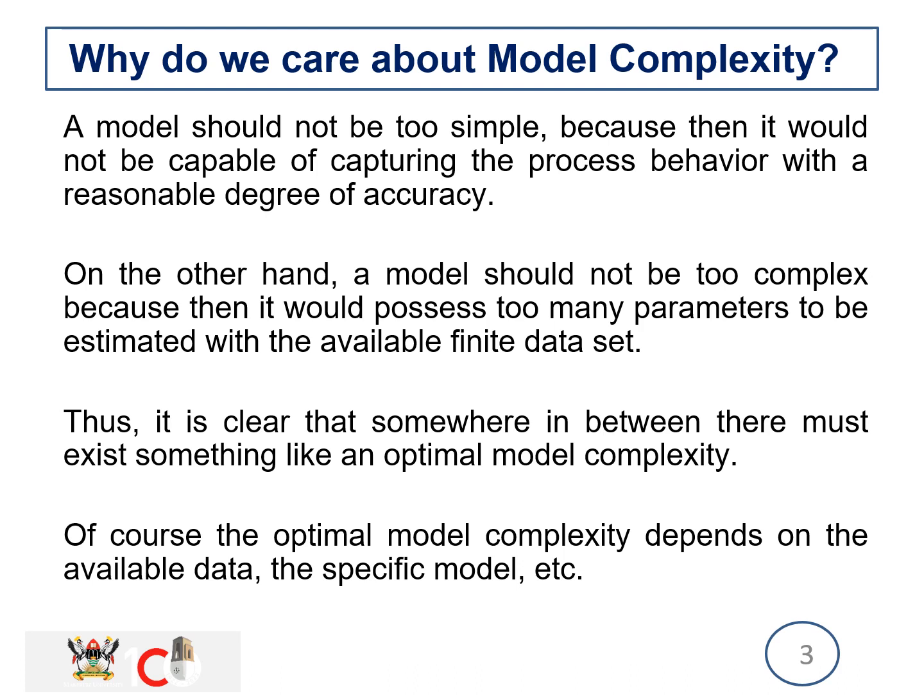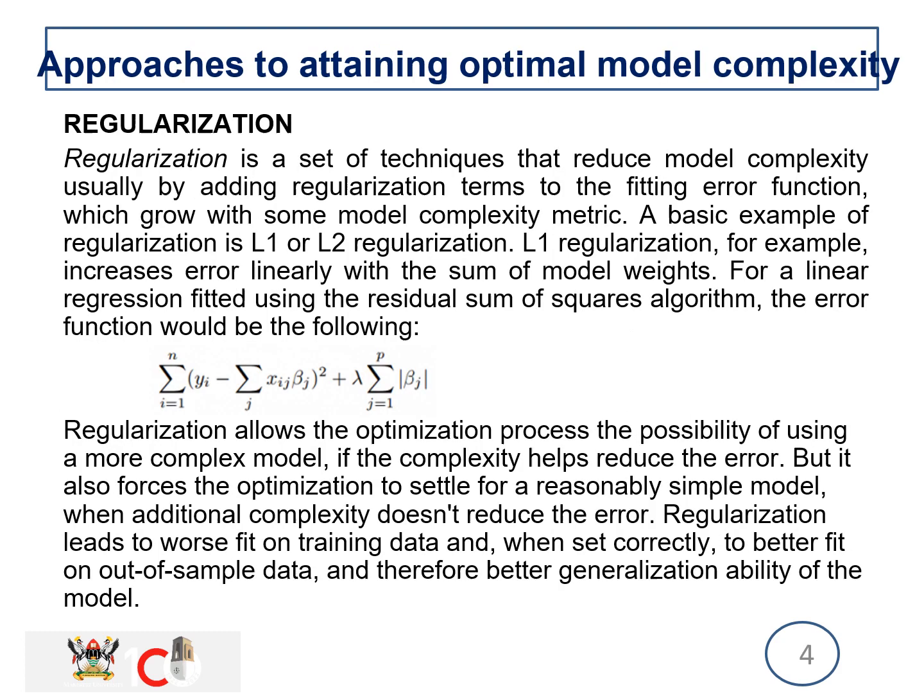A model should not be too simple, because then it would not be capable of capturing the process behavior with a reasonable degree of accuracy. On the other hand, a model should not be too complex, because then it would possess too many parameters to be estimated with the available finite data set. Thus, it is clear that somewhere in between there must exist something like an optimal model complexity. Of course, the optimal model complexity depends on the available data, the specific application, etc.